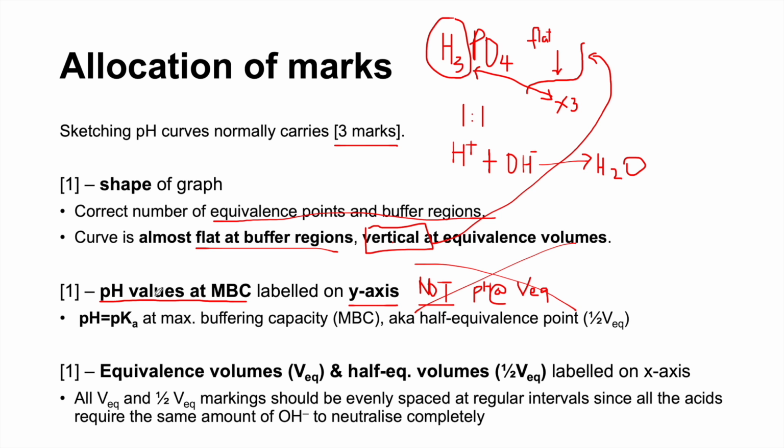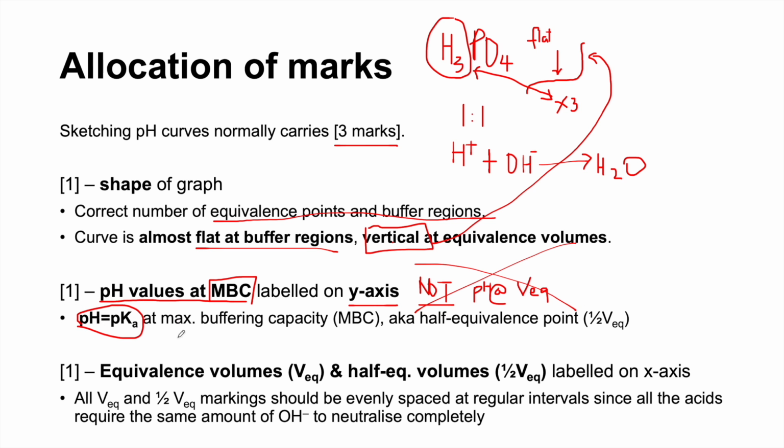So you only need to label the pH values at MBC, maximum buffering capacity, or half the equivalence volumes. So on your x-axis, it should occur at half the equivalence volume, and on the y-axis, that corresponding y-coordinate should be your pH equals pKa, right?